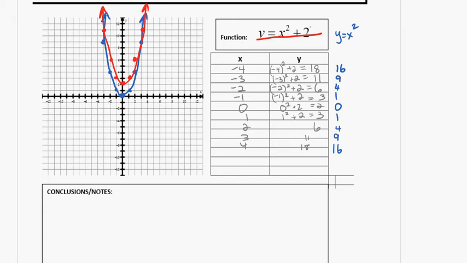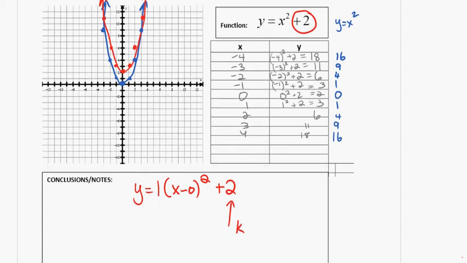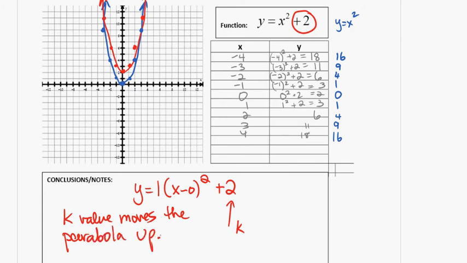Now, what does the 2 represent in the a, h, and k? Well, if I rewrote this, it would be y equals 1 times (x minus 0) squared plus 2. So 2 is my k value. So one of the hypotheses you might have is the k value moves the parabola up, because that's what it did. Right? It seemed to move it up.